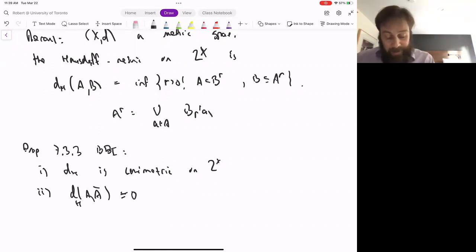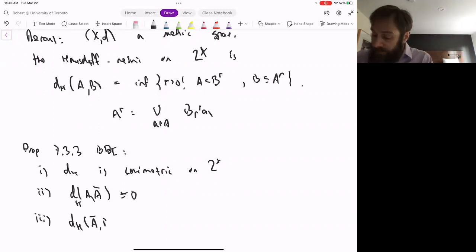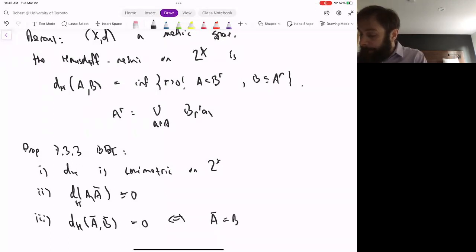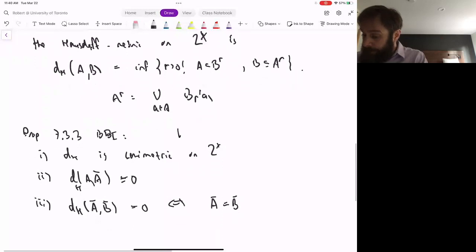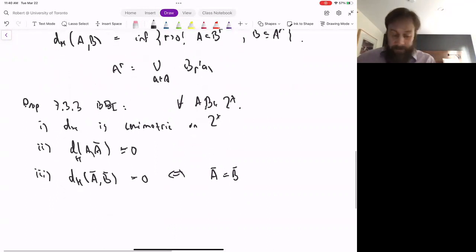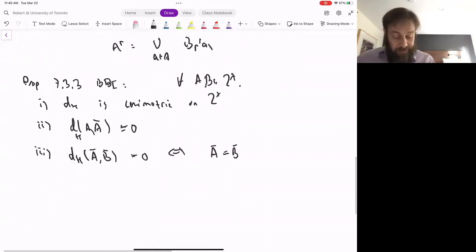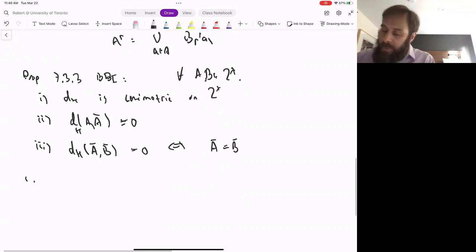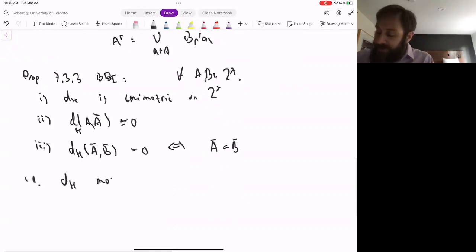It becomes a metric if you always quotient by this equivalence relation, which amounts to looking at closed sets. So if I look at two closed sets, then their Hausdorff distance vanishes if and only if A equals B. And so d_H metrizes closed sets.